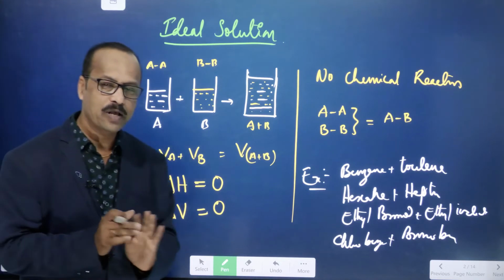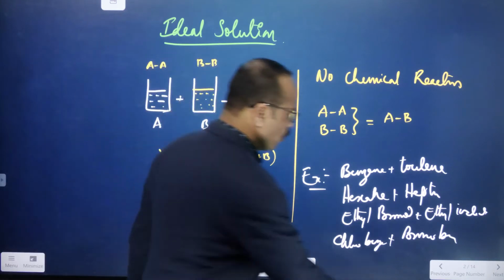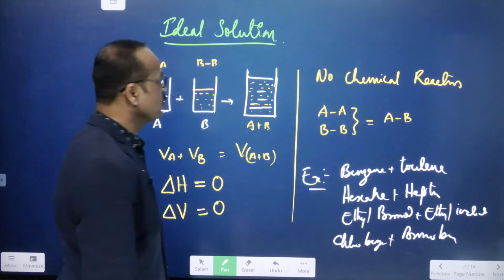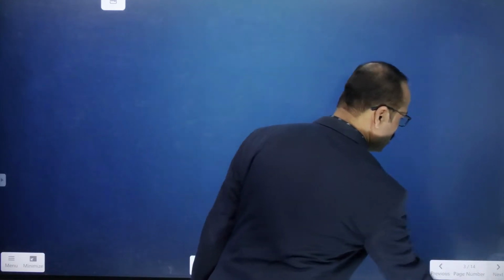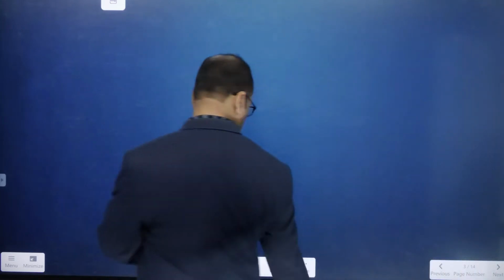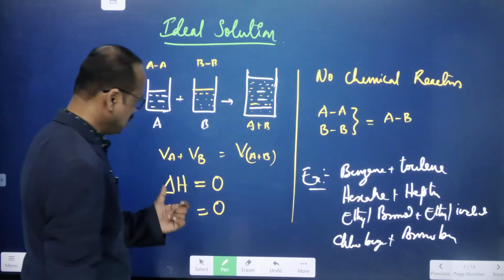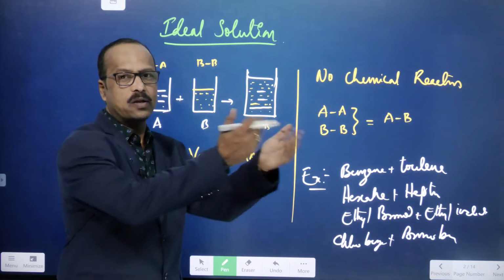Is this clear? Simple, no? Very simple. Now we discussed what ideal solutions are. Now let us see what non-ideal solutions are. Non-ideal solutions, as I told you just now, do not obey Raoult's law under all conditions. So what are the conditions we studied here? Those conditions will not be followed in the non-ideal solutions.